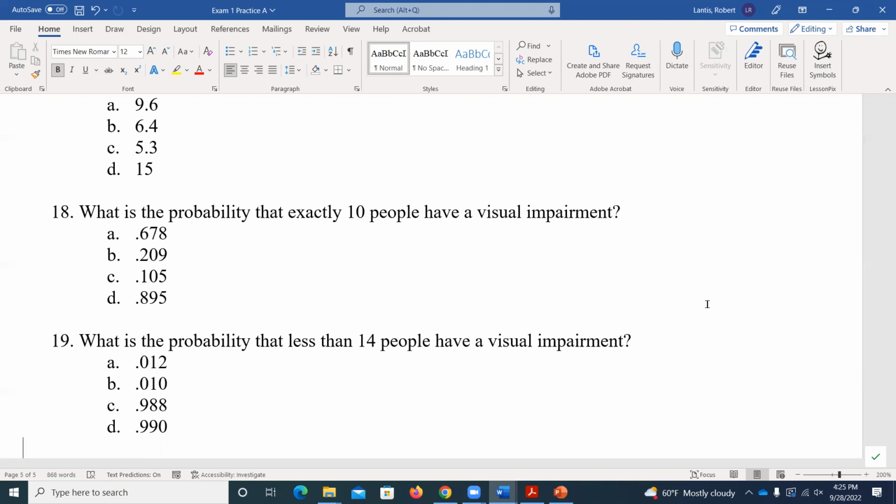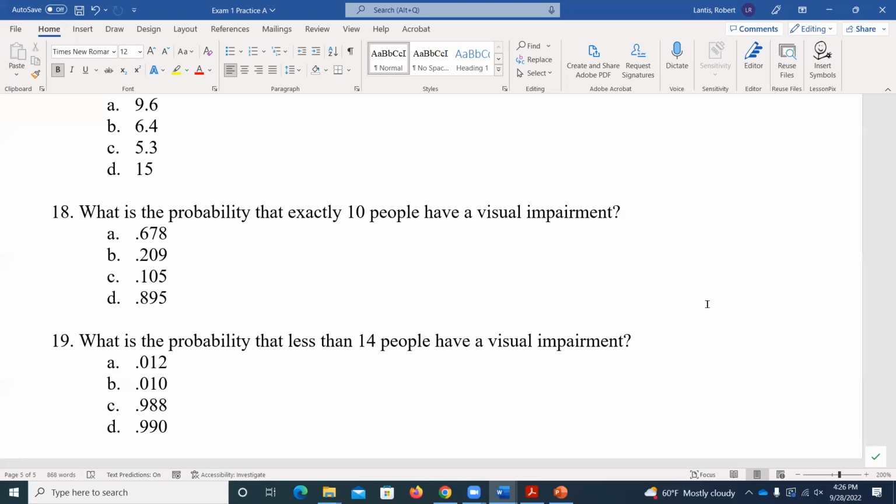All right? Or think about it like this. On average, I'll see 9.6 people have visual impairments out of 15. So what's the probability that fewer than 14 have a visual impairment? Well, it's going to be pretty likely, right? That includes all the most likely outcomes as well as several of the others. So this probability should be pretty close to 1. If I added up the probability of every possible outcome, those will add up to 1.